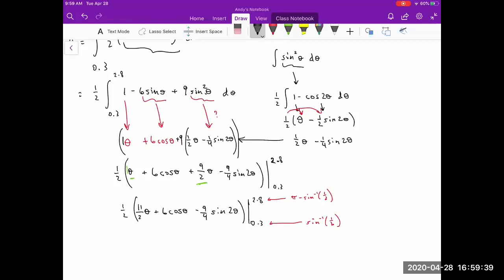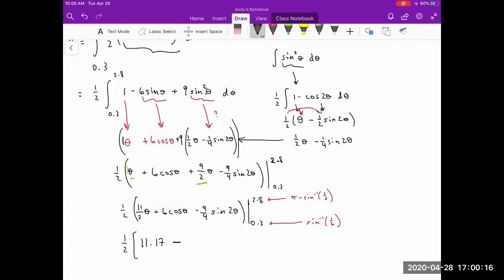So 11/2 times 2.8, plus 6 cosine of 2.8, minus 9/4 sine of 2 times 2.8. And again, make sure you're in radians. For the first value, here's what I'm getting. I'm getting 11.17 after rounding for the first value. So you can check to see if you get the same thing, but just make sure you're in radians, okay?